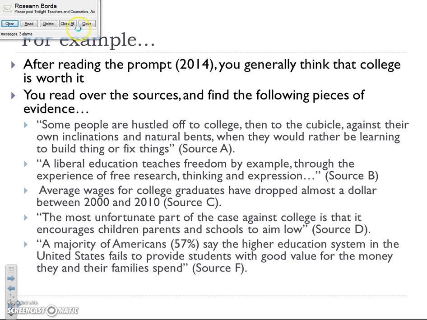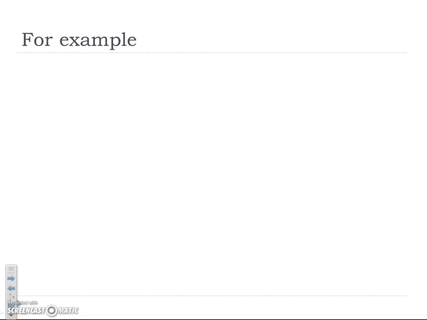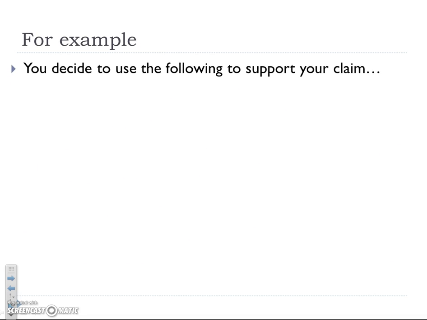And lastly, a majority of Americans, that's 57%, say the higher education system in the United States fails to provide students with good value for the money they and their families spend. Of course, this one counters my claim that college is worth the money. Now, how am I going to incorporate this evidence in?